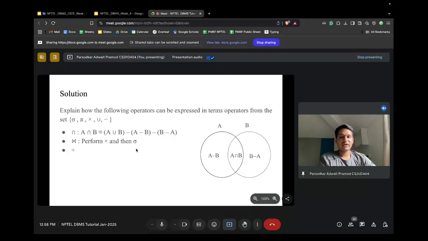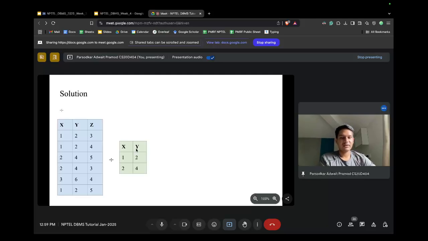Now the final question is, how do we simulate the division operator, which is a slightly tricky question. I'll probably give you 5 minutes to think through this. If you're able to solve this, then I can assure you that you have understood the division operation very well, and you would never have difficulty understanding how the division operator works and what it does.